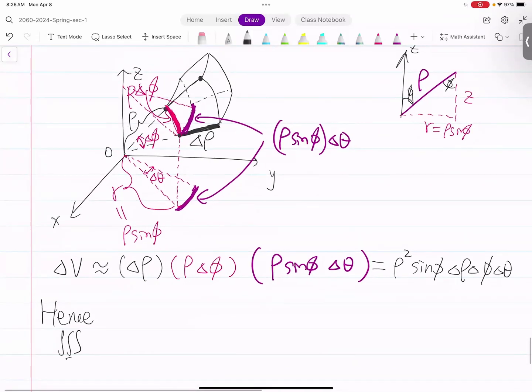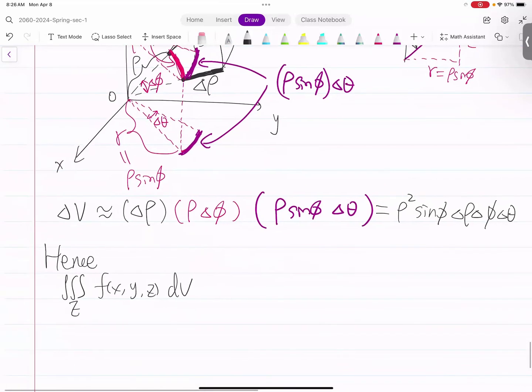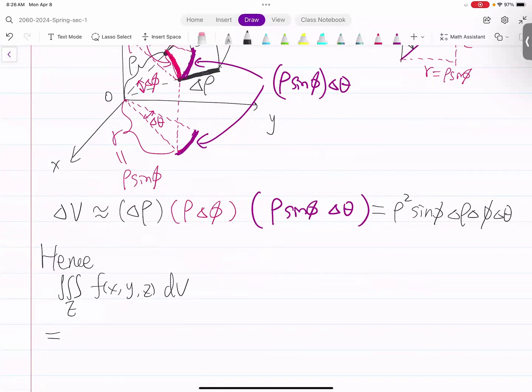Hence, the triple integral over the solid, which is the spherical rectangle. So this is going to be long, because if you think about it, we want to write down, so let's just follow the same order as this delta. We just do the translation here. So it's rho squared sine phi, and then d rho d phi d theta. And just be reminded to fill out the integrals.